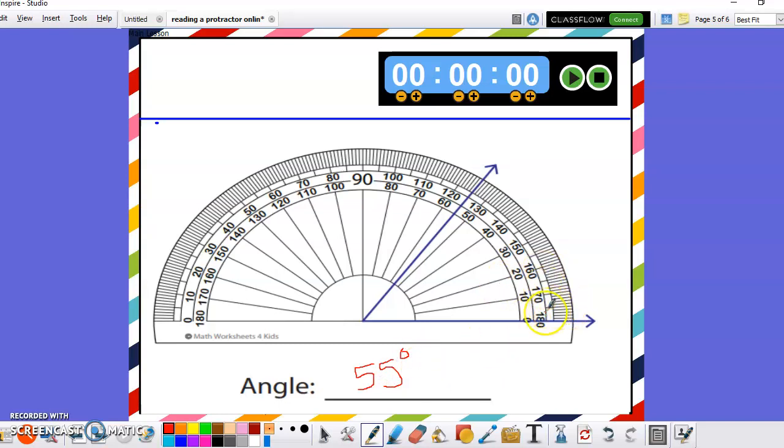Now, if you were to start here at the 180, you could do the same thing. You would have to subtract. You can count up, but it just makes it easier to start at your 0.